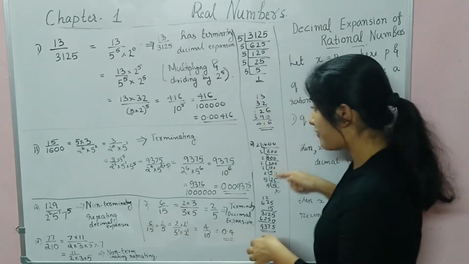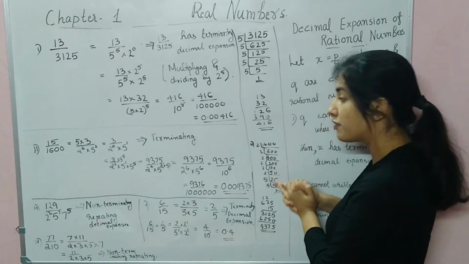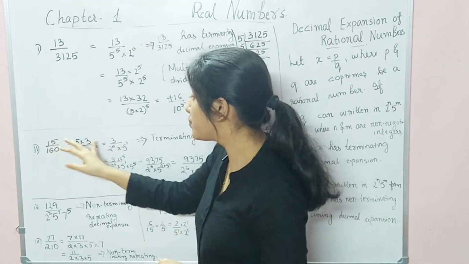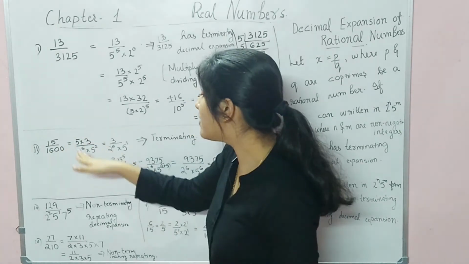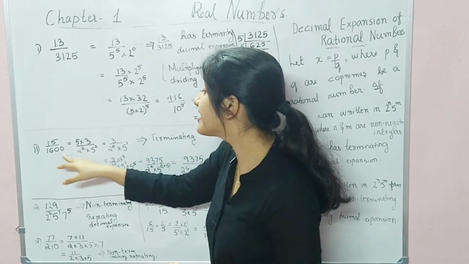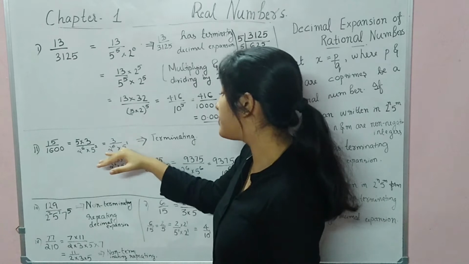After prime factorizing, I got 1600 as 2 raised to 6 into 5 raised to 2. And the prime factorization of 15 is 5 into 3. After cancelling out the common factors, I got 15 divided by 1600 is equal to 3 divided by 2 raised to 6 into 5 raised to 1.